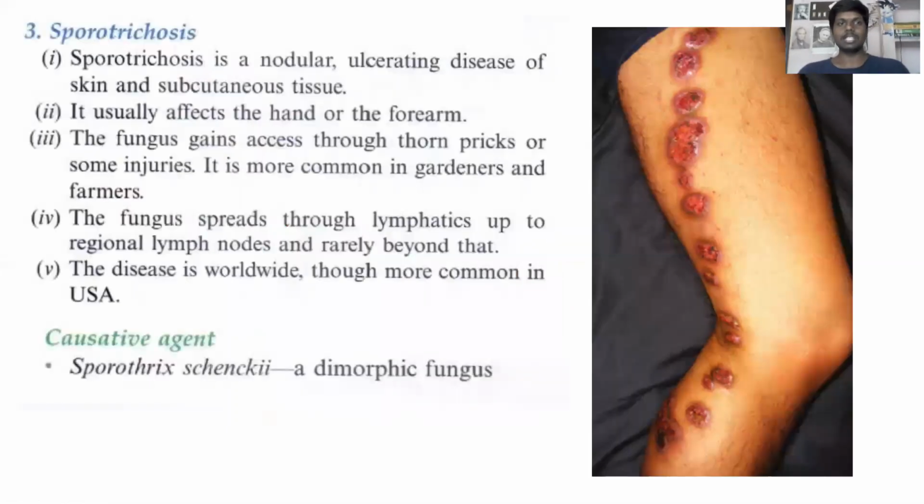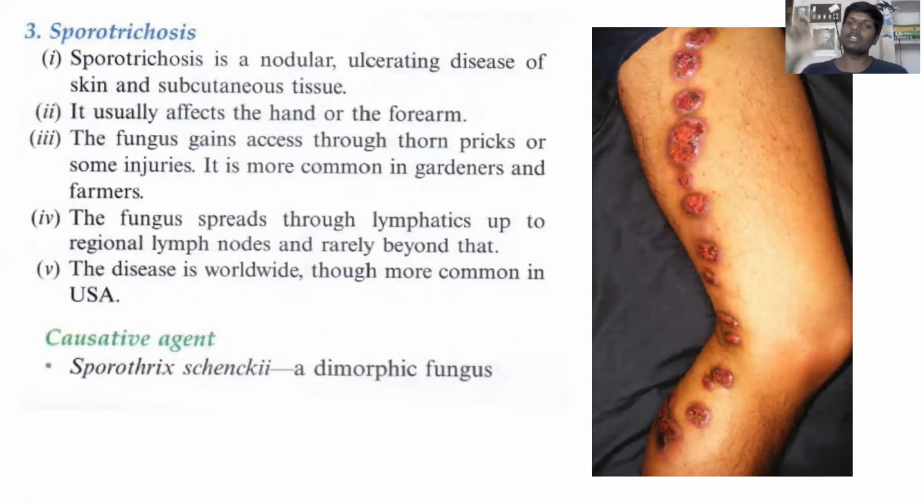This is how sporotrichosis looks. Sporotrichosis is a nodular ulcerating disease of the skin and subcutaneous tissue. It usually affects the hands and forearms. This fungus gains access through thorn pricks. Actually, sporotrichosis was first observed in gardeners.